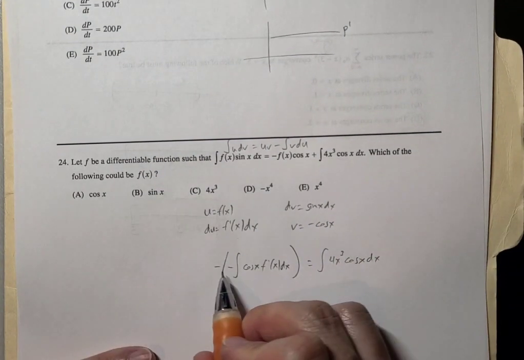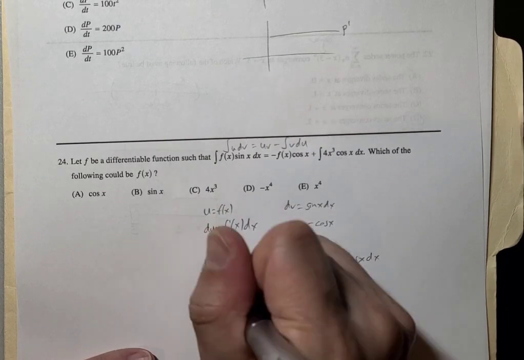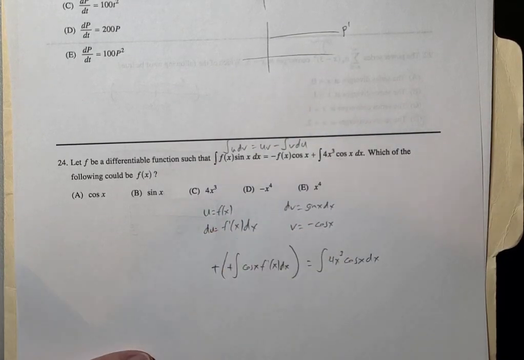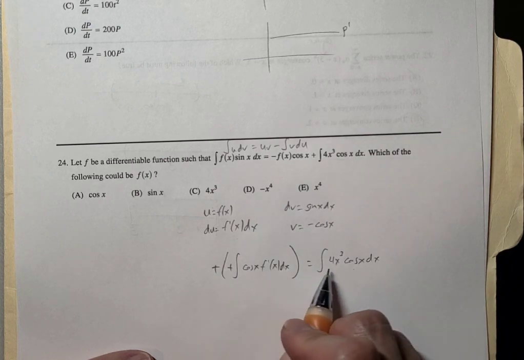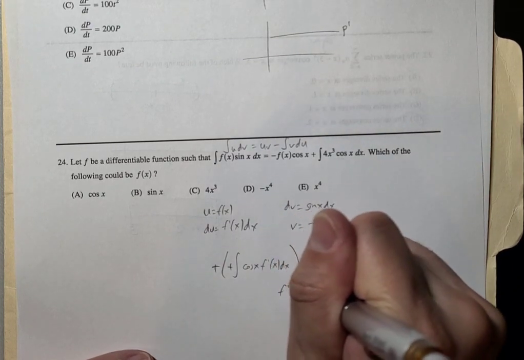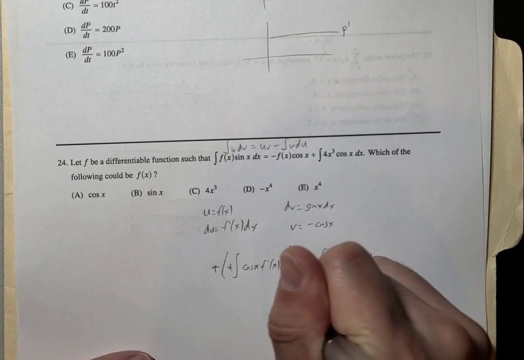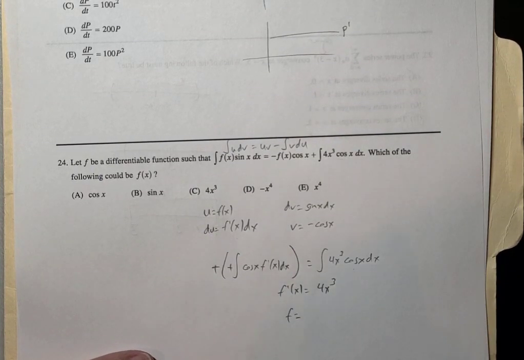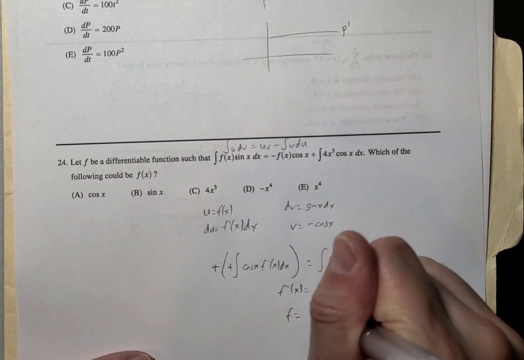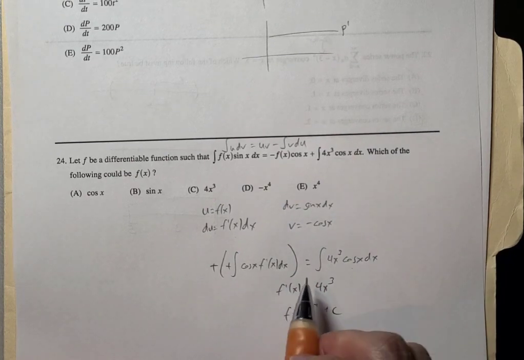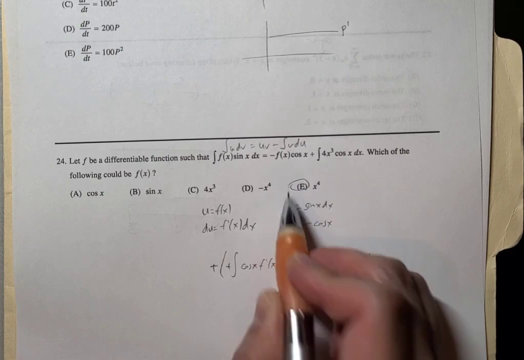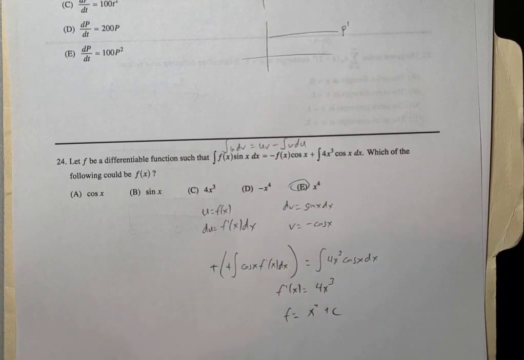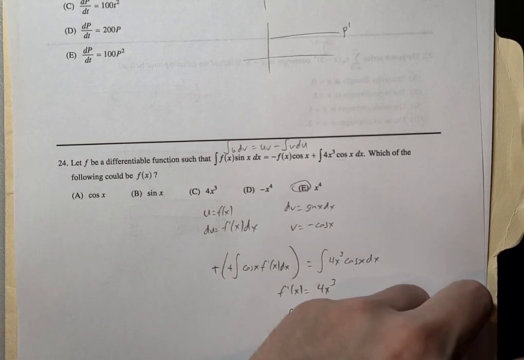Two negatives, we can just make it positive to make our lives easier. Now cosine x dx is there, so f prime of x must be 4x cubed. So what is f? It'll be x to the fourth plus some constant c, right? So what function could f be? This is the only x to the fourth, right? In this case, c is 0. So the answer is E. So this one's integration by parts.